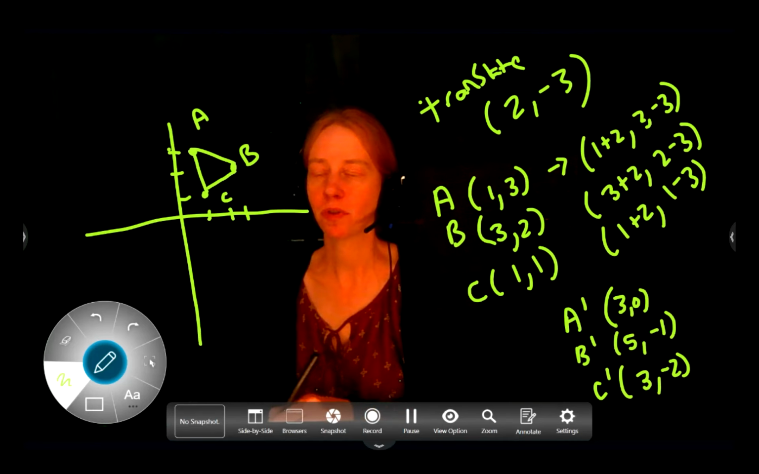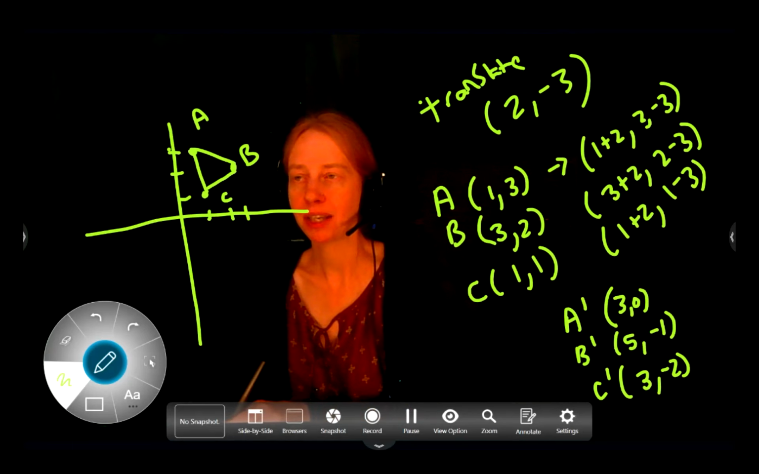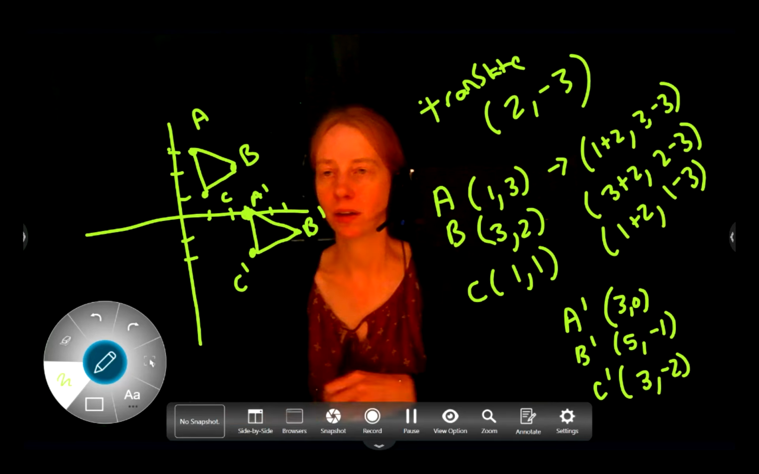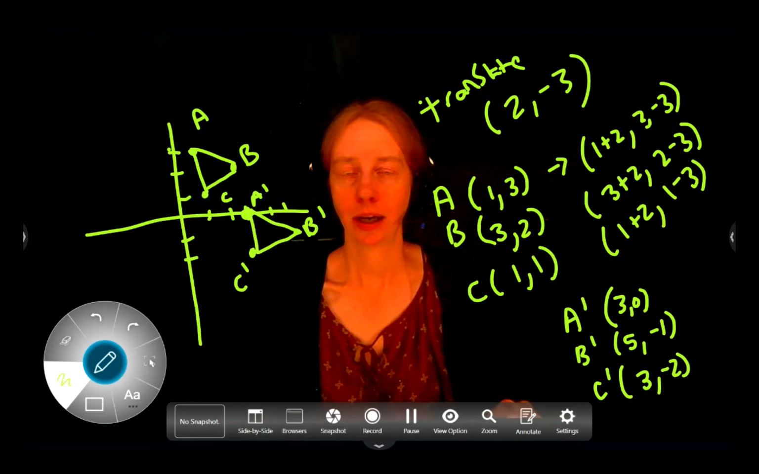Now I'm going to go ahead and draw that on my picture. My new A prime is 3, 0. That's right here. This is A prime. B prime is 5, -1. This is B prime. And C prime is 3, -2. So here's my C prime. And I can draw in my new triangle. So that's how we do this on paper.